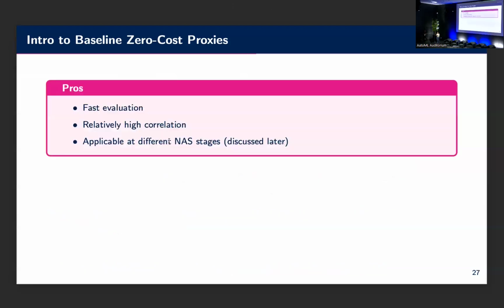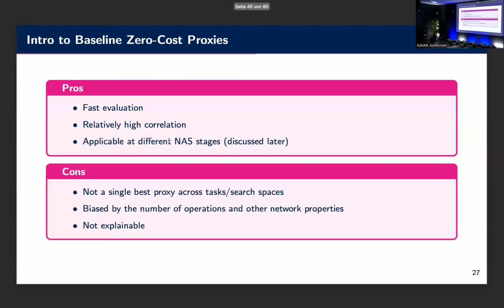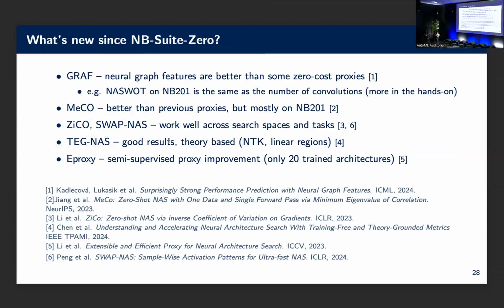The pros for using the zero-cost proxies are that they are easy and very fast to evaluate. As I said, only one forward and backward pass. They have a relatively high correlation, and they are applicable at different NAS stages, which we will discuss later in this talk. But there are also negatives. It's not that there is one single best proxy across different search spaces, as we have also seen on the previous slide. It's biased by the number of operations and other network properties, and there's no explainability at all actually happening there. And what's new since NAS Bench Suite 0 is going to be presented by Gabi.